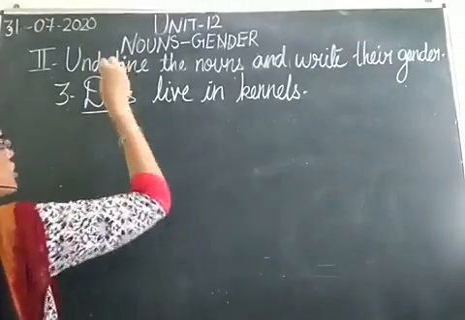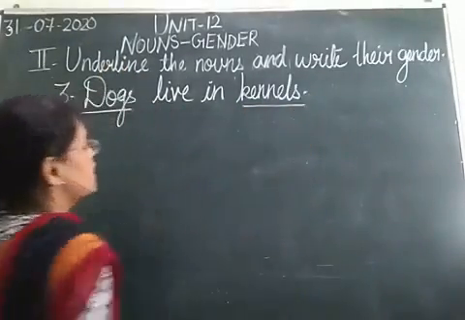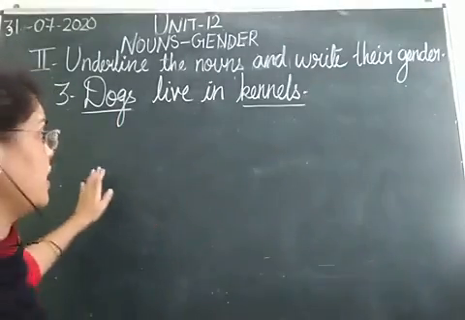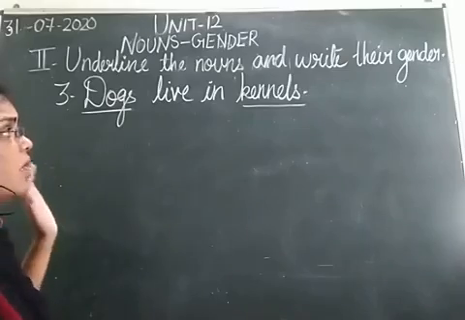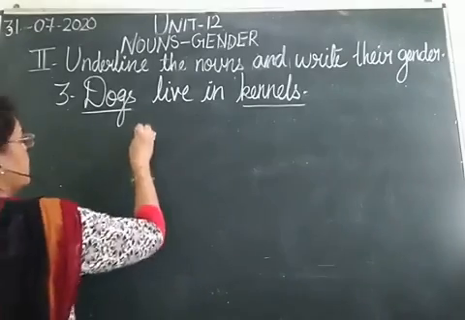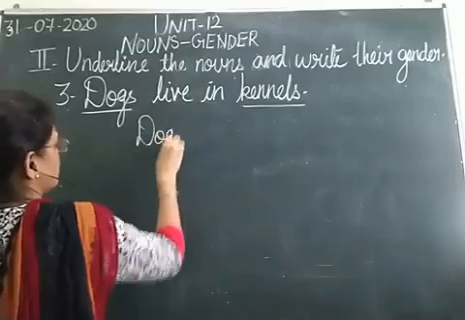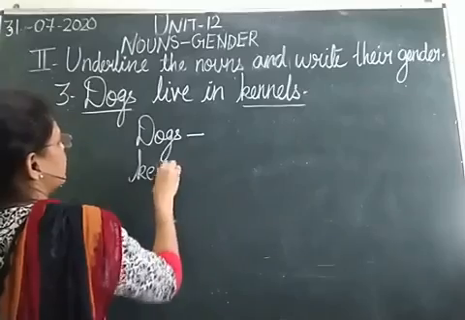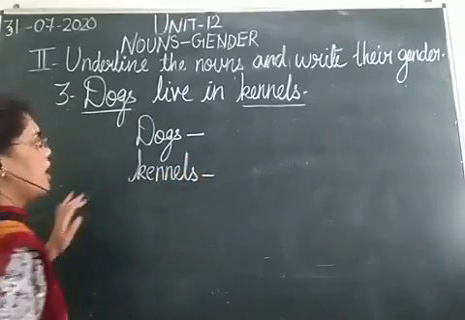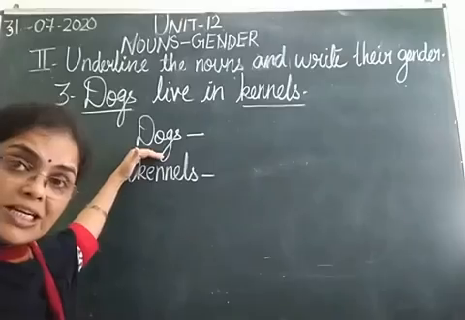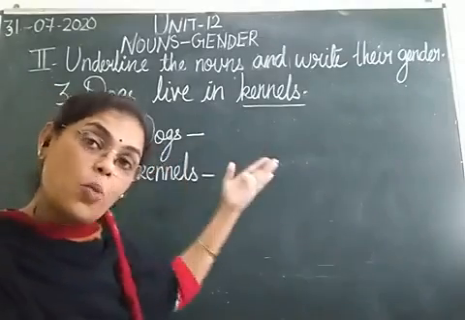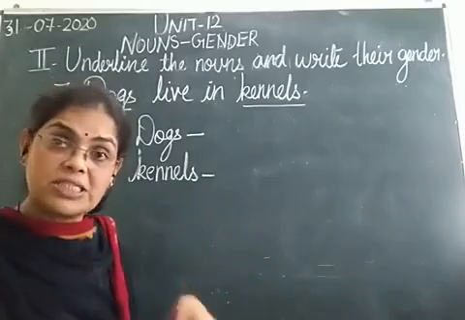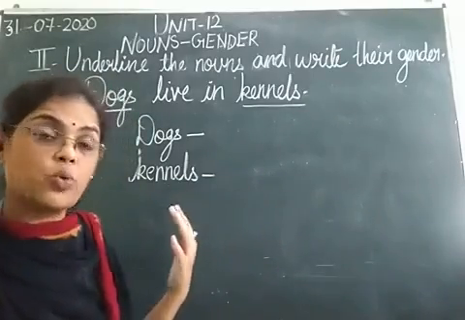तो हमारे दो nouns है dogs and kennels. Now we need to tell कि ये हमने nouns तो underline कर लिए. Now we have to tell कि दोनों का gender क्या है. First word है हमारा बेटा dogs. Second क्या है? Kennels. Okay. Now dogs. Dogs का gender क्या है बेटा? Dogs किसको बोलते हैं? Male को. Generally it denotes the male. तो कौन सा gender हुआ?